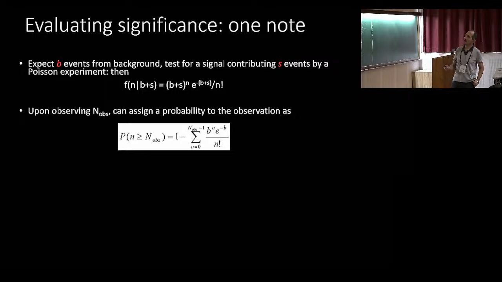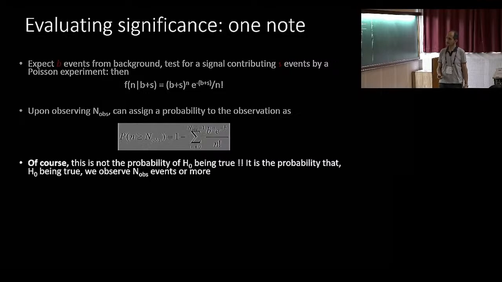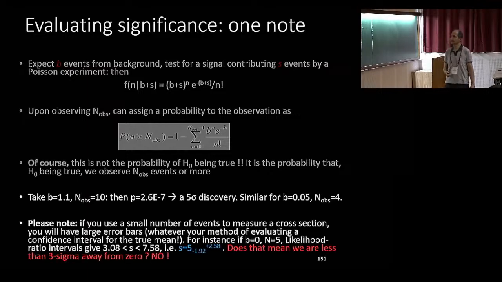Imagine you have a counting experiment, you expect B events from background and you test for a signal contribution that gives you in addition S events from a Poisson process. And this is the relevant probability density function of your data in case you have B and you have S. When you observe a certain number of events, you can compute the probability of observing at least this number of events, as we have said. And this is not the probability of the null hypothesis being true. Again, it is the probability of the data, right?